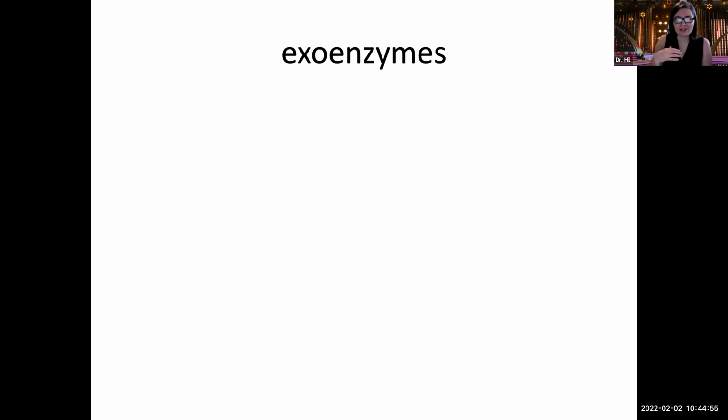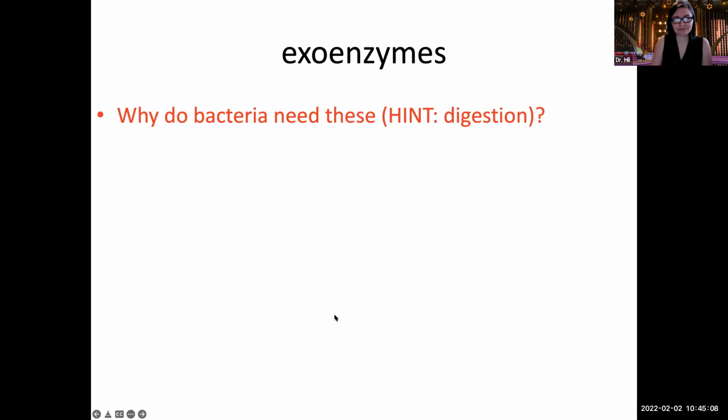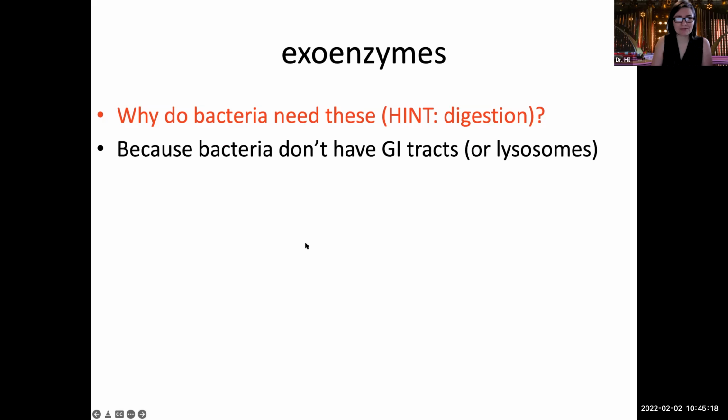So what they have to do is break down the macronutrients in their environment outside. They have to secrete those enzymes out into the world and then wait for that stuff to come back to them, or go chasing after it. So bacteria make exoenzymes. These are enzymes they spit out into the world to digest the world, to make it more user-friendly for them. That's because they don't have a GI tract like we do, and they don't have lysosomes like a protozoa would.